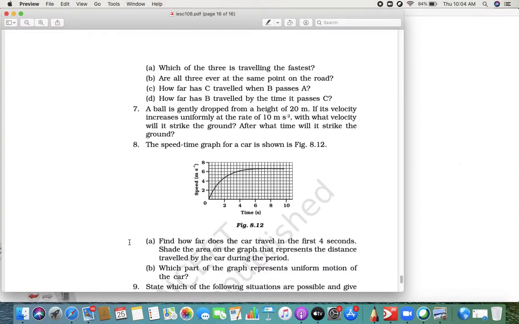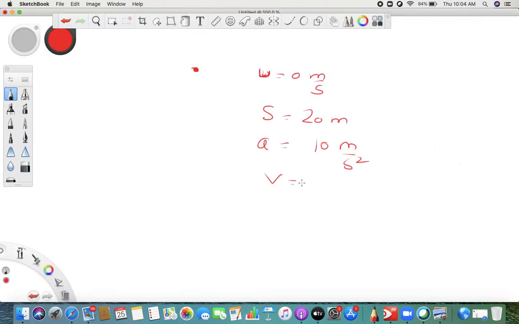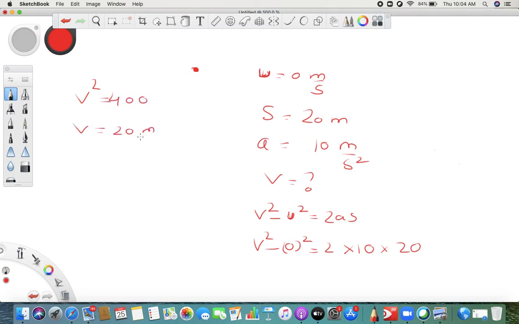Okay. And what did they ask you is with what velocity it is going to strike. So we have to find out v. So simple, v square minus u square is equal to 2as. This is what we have to use. Now let's just put the values of all this here. So v square, this is 0 square, 2, a is 10 and s is 20. So v square is equal to 400. So v is equal to 20 meter per second.